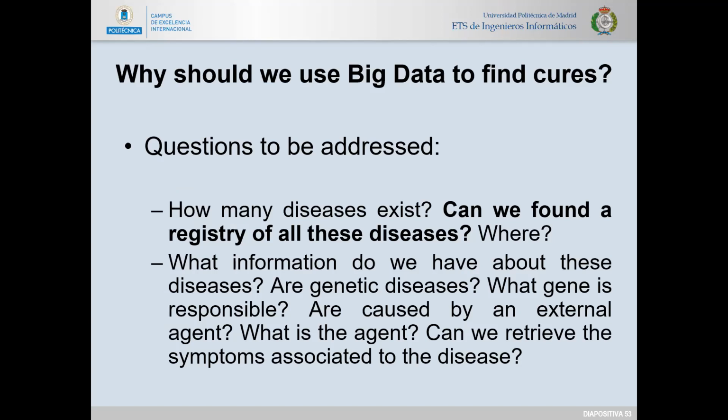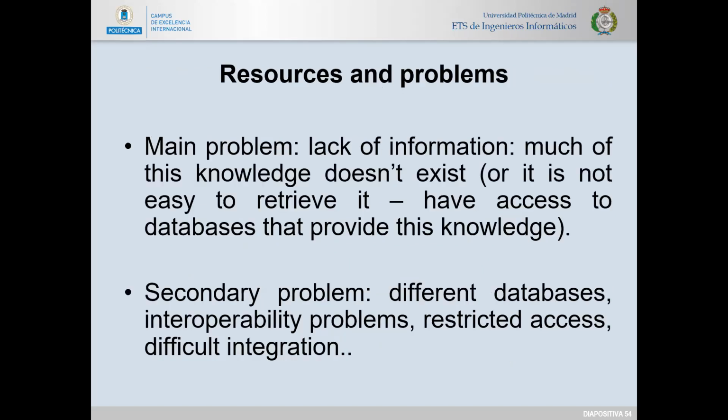So the questions that can be addressed from this perspective are: how many diseases do we have? Can we find a cure, a registry for all these diseases? What information do we have? Are they genetic? What is the gene responsible? Are they caused by an external agent? What is the agent? Is it a bacteria, a fungus, a virus? Can we get the symptoms that are associated to the disease?